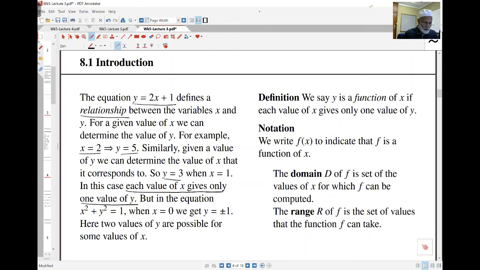If I look at this equation, x squared plus y squared equals 1, when x equals 0, I get y squared equals 1, so y is plus or minus 1. So here, two values of y are possible for some values of x. So what we do is we restrict this a little bit so we can make some more sense out of this. We say y is a function of x if each value of x gives only one value of y. So in the previous examples, y equals 2x plus 1 is a function, whereas x squared plus y squared equals 1 is not a function.